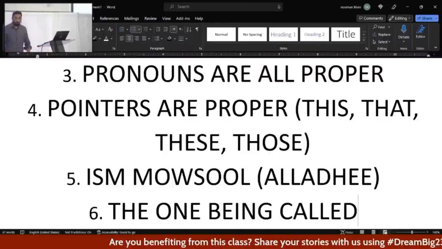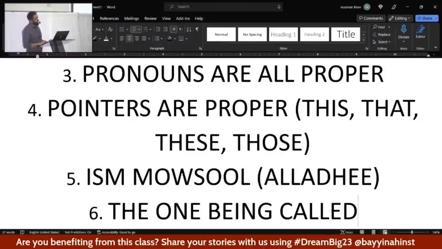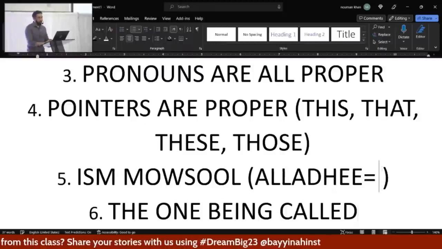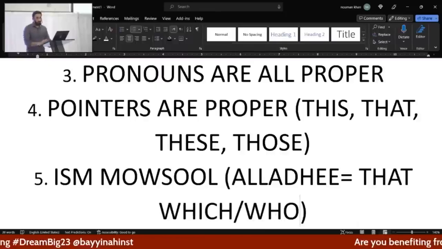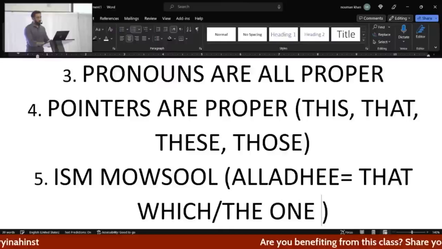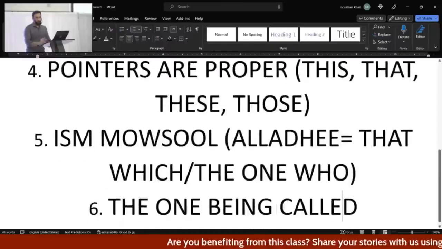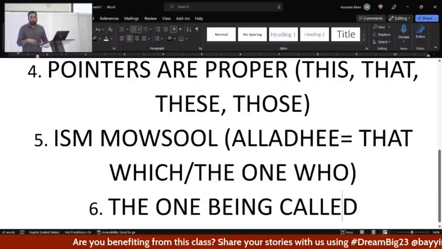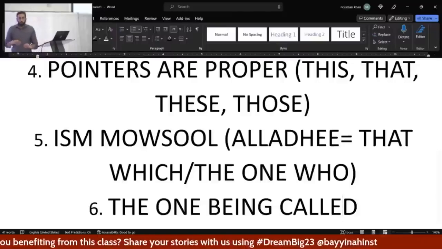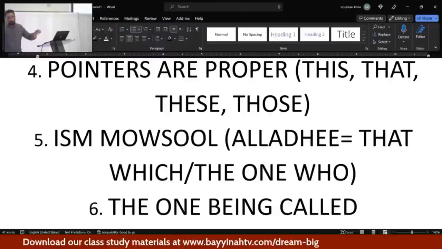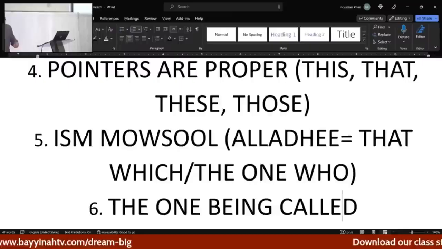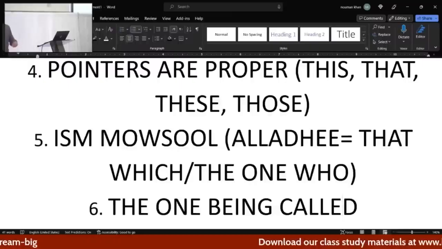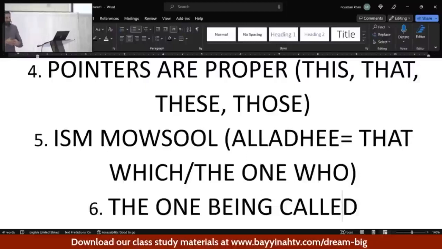It's hard to translate, but I'll translate alladhi as that which, or who, or the one who. So it's a weird combination, complex word. Dhalika, tilka, hadha: this, that, those. Derived, the derived noun. Why do you want to know that? It won't help you at all. Leave it.